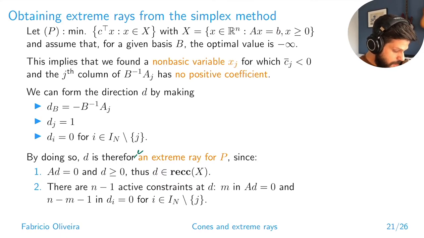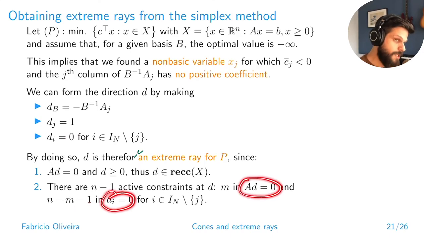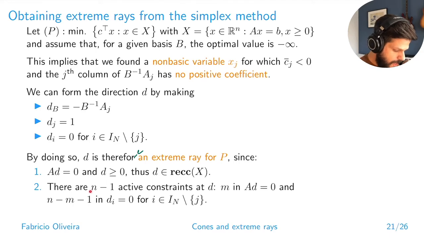And there are n minus 1 active constraints at d, being those basically n constraints coming from this. Then you have the extra n minus m non-basic variables that you're making all 0 but 1. So n minus m minus 1 variables being forced to 0. So you have these and these active. So we do have n minus 1 active constraints. So it is indeed an extreme direction.